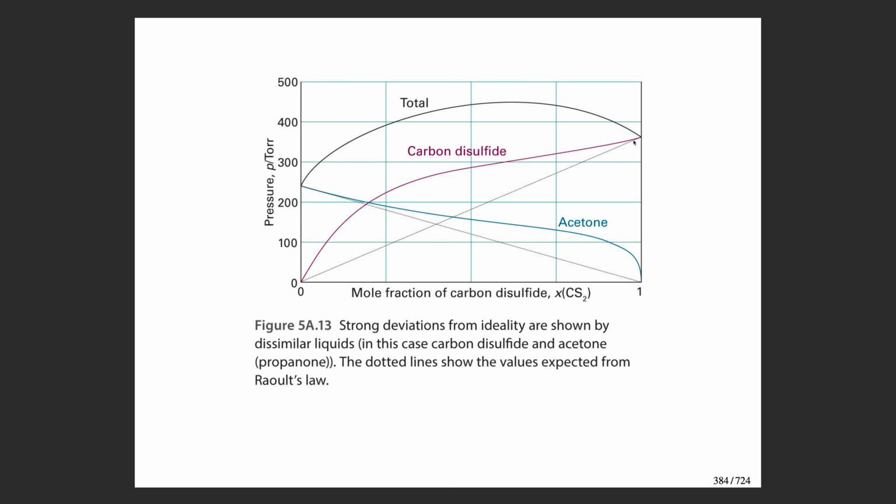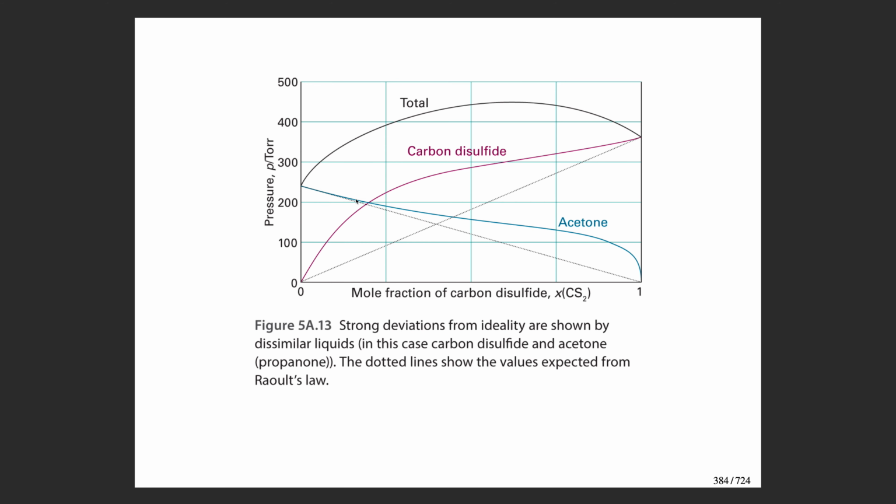At the other end of the diagram, where carbon disulfide would be the solute and has a very small concentration, we see that the vapor pressure curve for the carbon disulfide is linear. However, it does not have the same slope that you would get from Raoult's law. It's a different slope, and that slope is the Henry's law constant. In this graph, acetone does the same thing. It's just the ends are reversed. Over here, acetone is the solvent, and so you see that the acetone vapor pressure curve converges to that Raoult's law line.